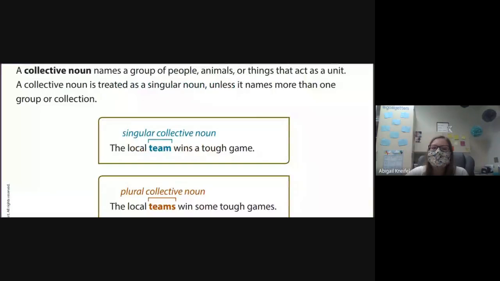So a collective noun names a group of people, animals, or things that act as a unit. And a collective noun is treated as a singular noun unless it names more than one group. So team is a collective noun because we're talking about a group of people. But if we're talking about more than one team, it can be teams.